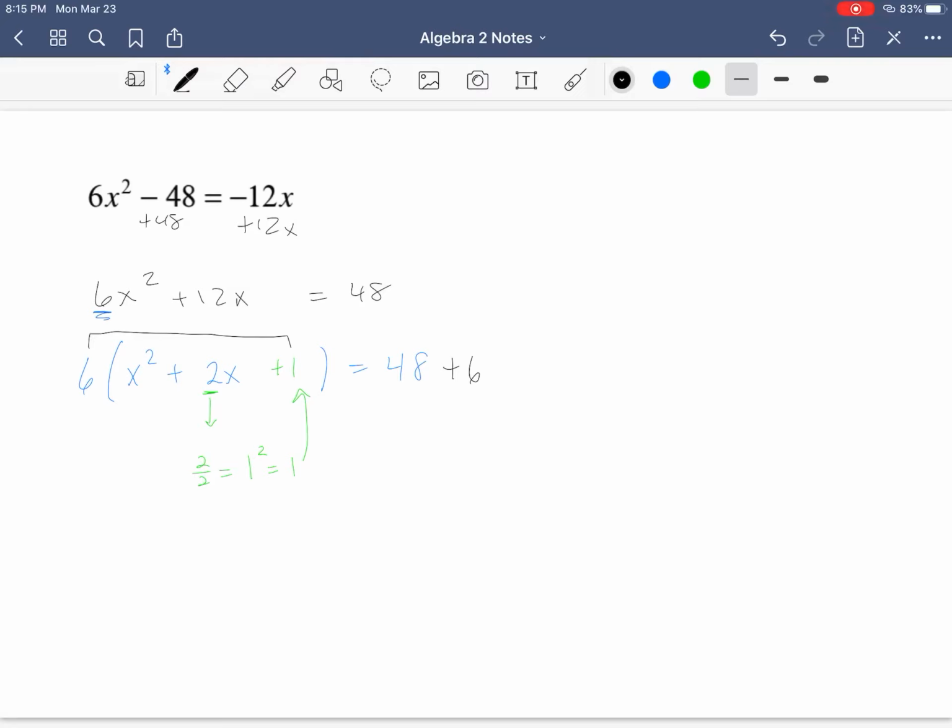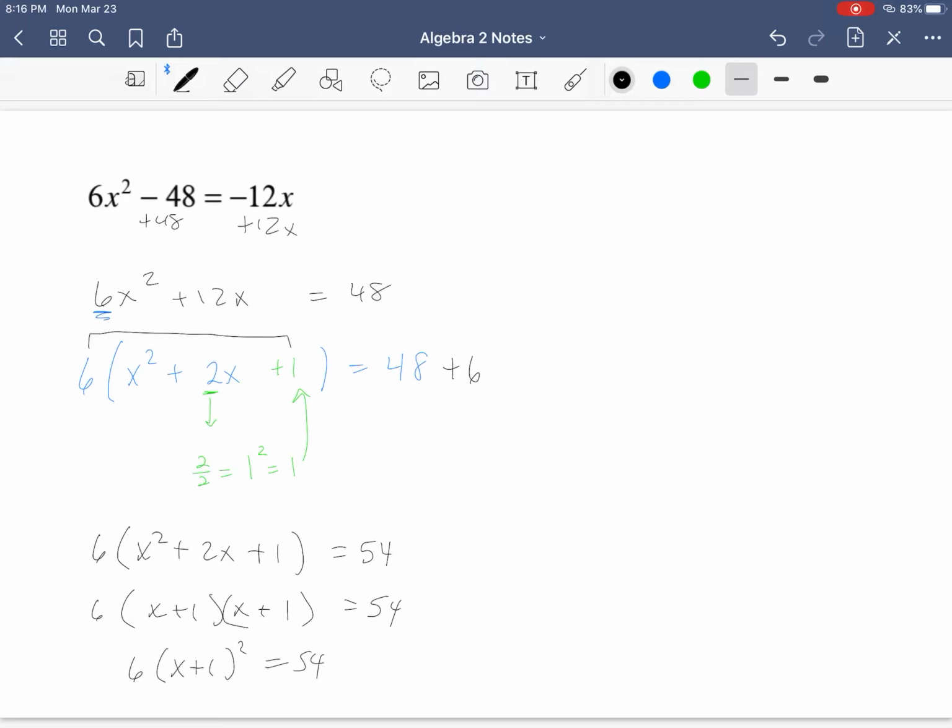So I got my c value on its own. I completed the square by dividing by 2 and then squaring the number. And then I balanced my equation. So now what I have is 6 times x squared plus 2x plus 1 equals 54. And now I should be able to factor. The stuff in parentheses would be x plus 1 times x plus 1. And I could rewrite that as 6 times x plus 1 all squared equals 54.